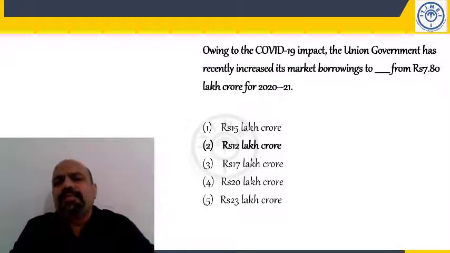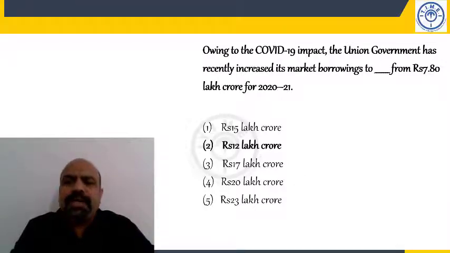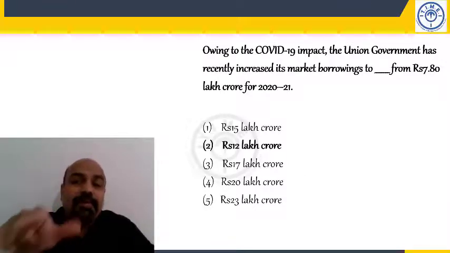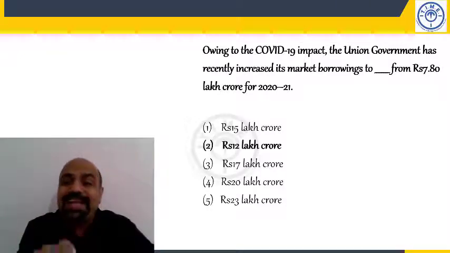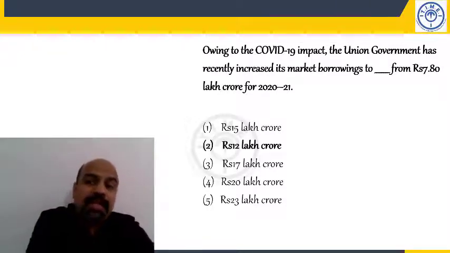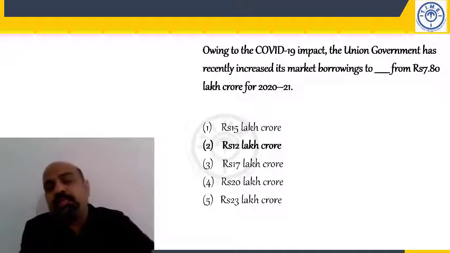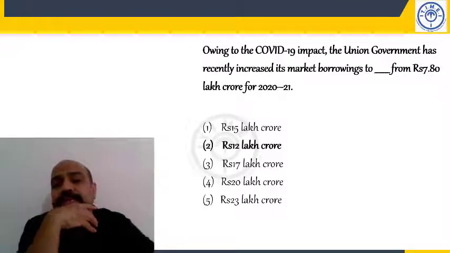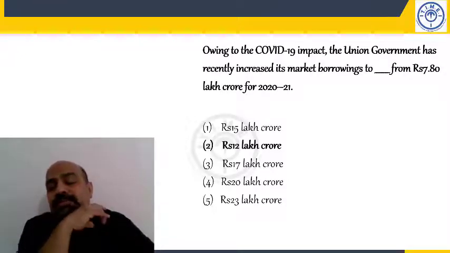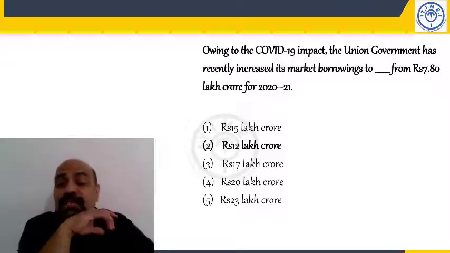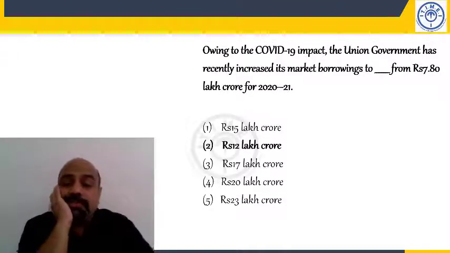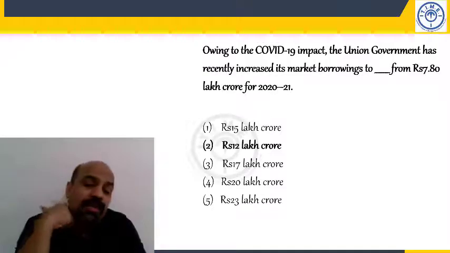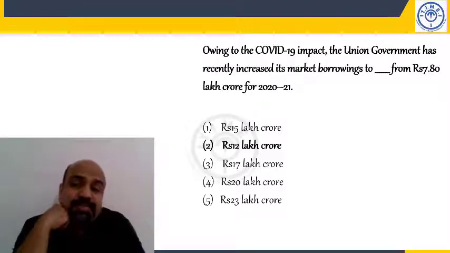Owing to the coronavirus disease 19 impact, the union government has recently increased its market borrowings to 12 lakh crore rupees. See, we were saying the borrowing will be 12 lakh crore in total. The initial plan was 7.66 lakh crore. Now it is 12 lakh crore. It's going to be pretty bad this year also. 2021 is going to be bad. There's no money with the government.